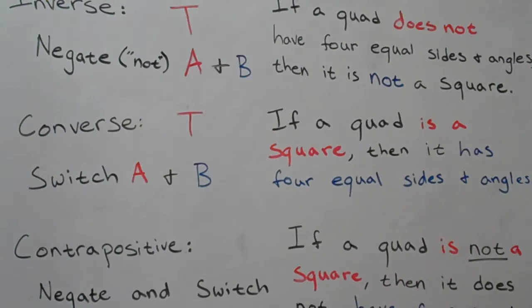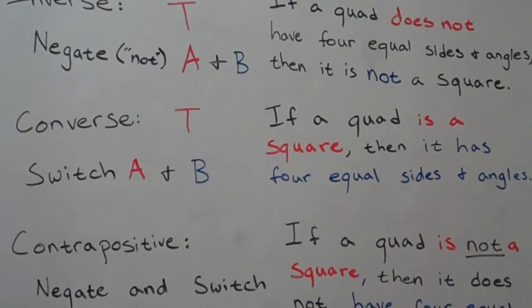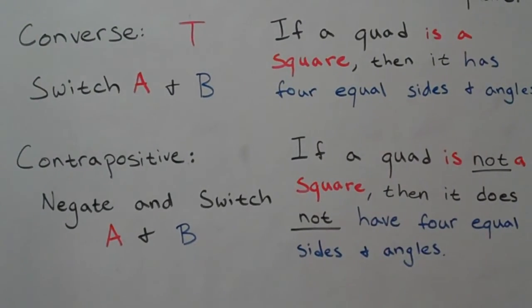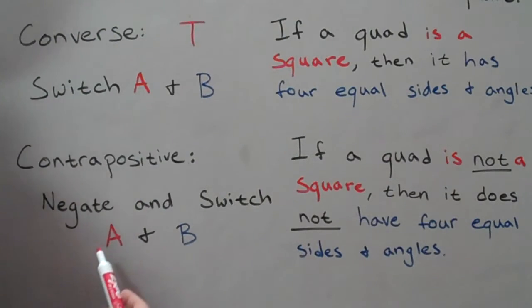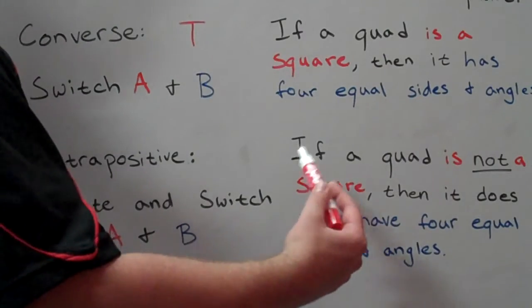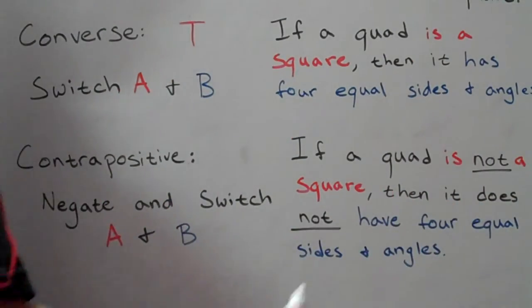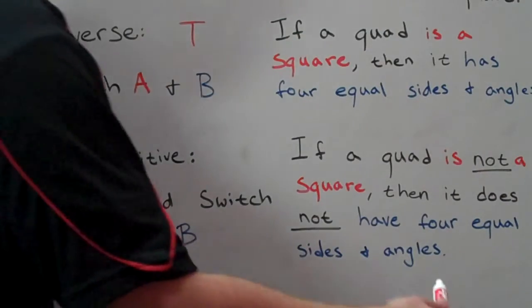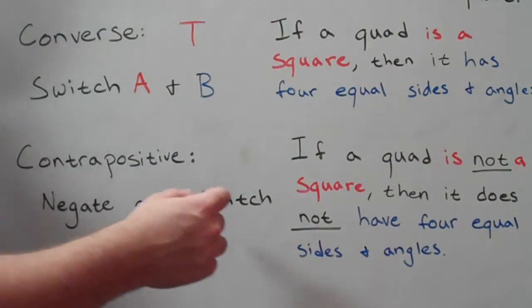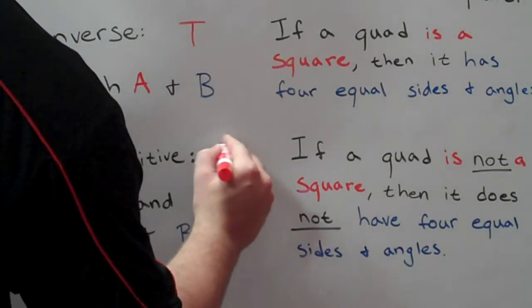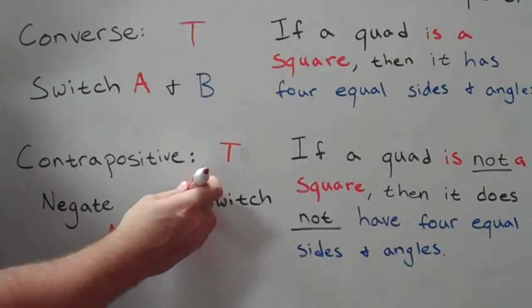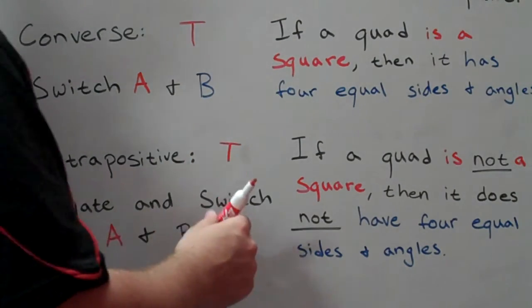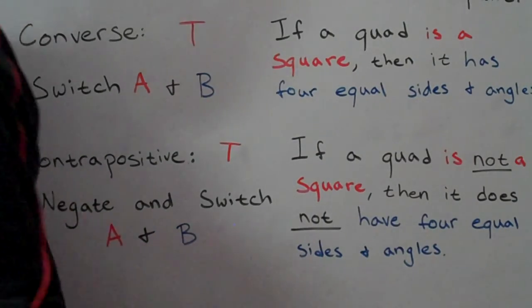Now for our last change, the contrapositive of a statement. The contrapositive says that you negate and switch both the premise and conclusion. For this statement, it means that if a quadrilateral is not a square, then it does not have 4 equal sides and angles. For this, the truth value would also be true. But also, with the contrapositive, it's important to note that the truth value is always the same as the truth value of the example itself.